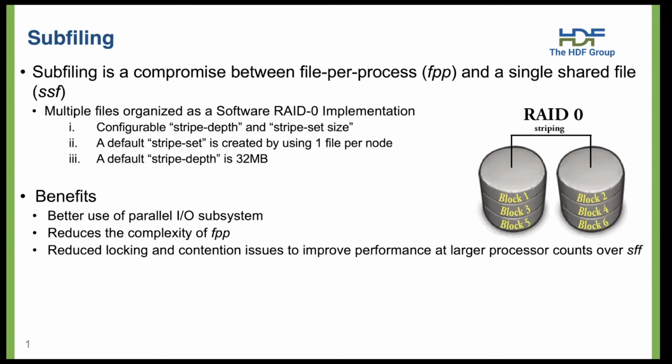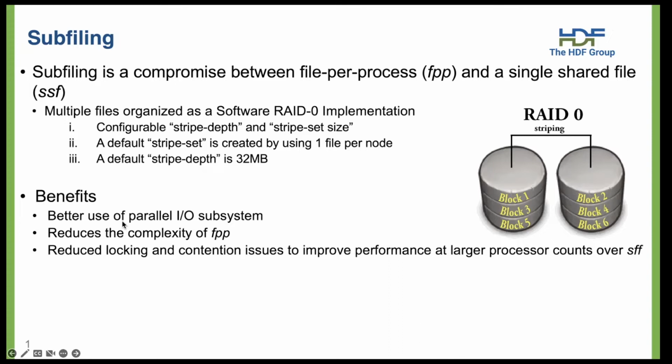So for subfiling, it's basically a compromise between a file per process and a single shared file. It organizes multiple files in a software type RAID implementation, so you can set the stripe depth and the stripe size. The stripe set is the number of subfiles you'd have per node, and the stripe depth is the amount of data that each subfile gets written in a block 1, block 2 type situation, RAID 0.